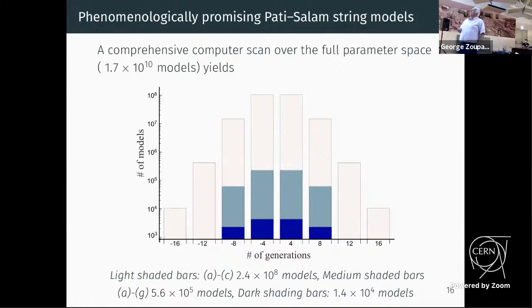So we did that using a computer scan over the full parameter space. The naive counting is 10 to the 13 models, but if you do it a little bit more cleverly and remove redundancy, you get about 10 to the 10 independent models. If we impose criteria A to C, I have split them in 2 parts, but if we impose all criteria, then we have about 5.6 times 10 to the 5 models that satisfy all criteria, including the super no-scale condition. So we can get Pati-Salam models that have chirality, they have generations. Of course, as you have noticed, the number of generations is modulo 4.